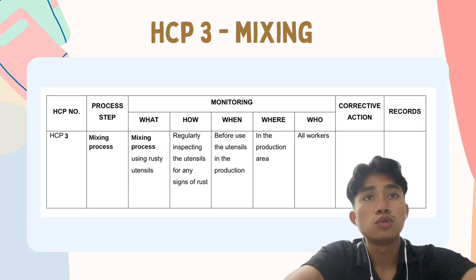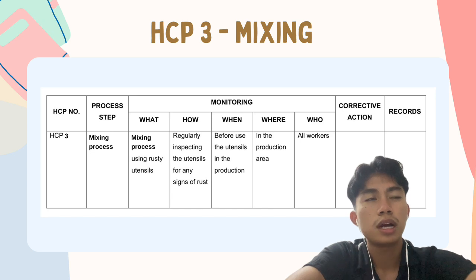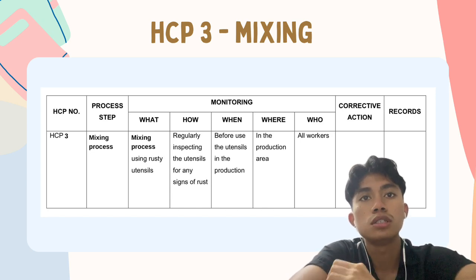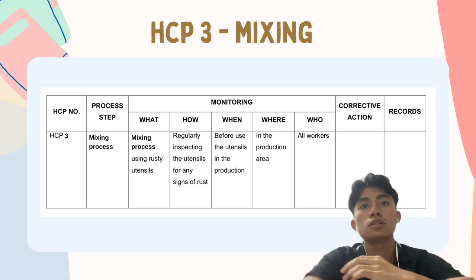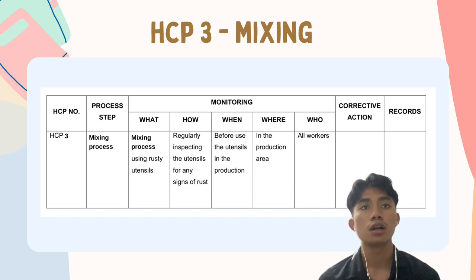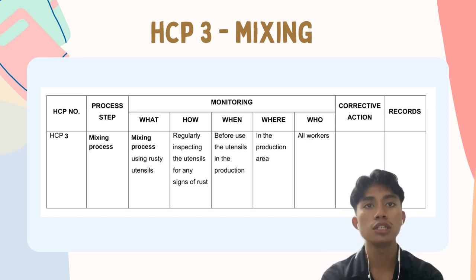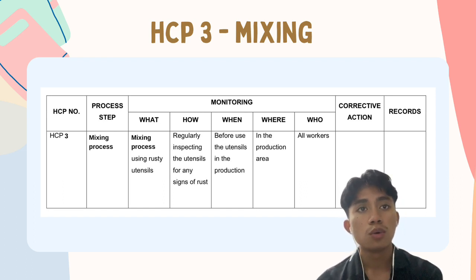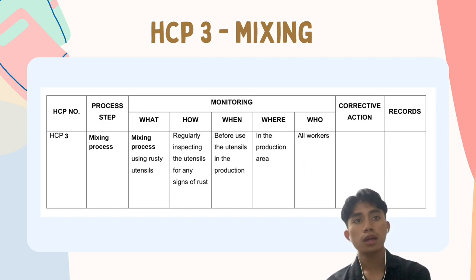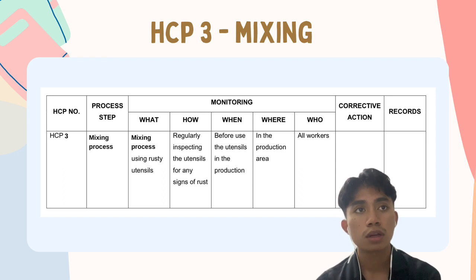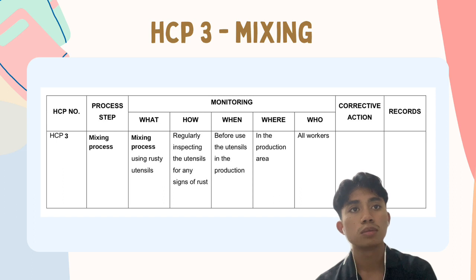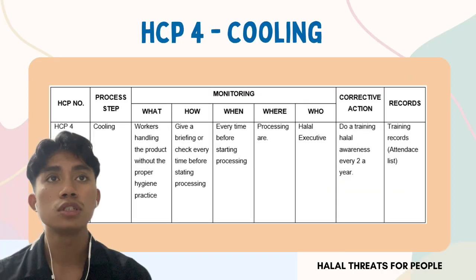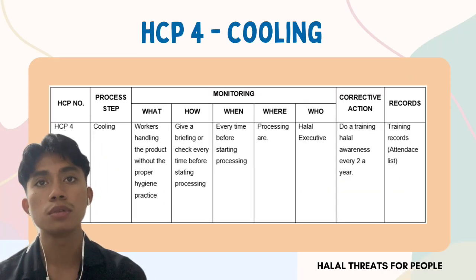So let's move on to HCP3 mixing, halal threats for equipment. The issue is the mixing process using rusty utensils. How we monitor is regularly inspecting the utensils for any signs of rust. When: before using the utensils in production. Where: in the production area. Who: all workers need to monitor.